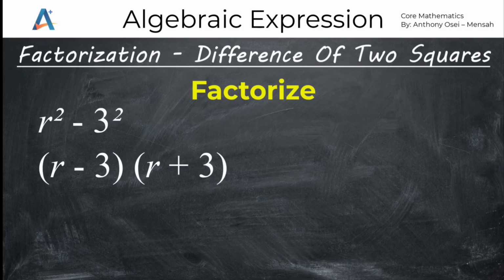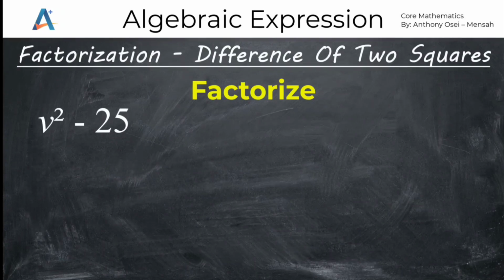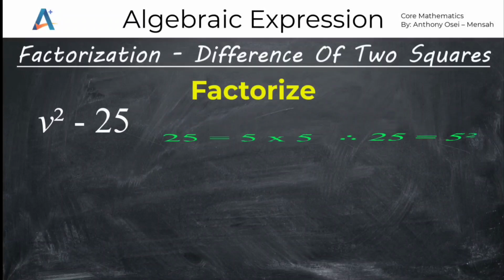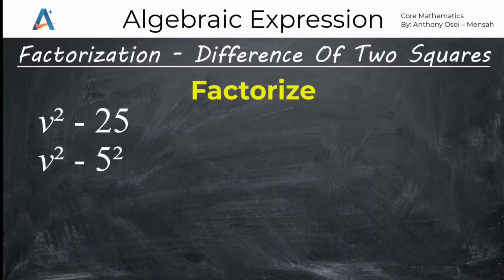Question number 4. It says factorize v squared minus 25. Now in this part of difference of two squares, there's a simple trick. You see, v squared is a square. 25 is a whole number. For you to be able to get the difference of two squares itself, we need to convert 25 into a square. Now 25 can be 5 raised to the power 2, since 25 is a perfect square. So this can be written as v squared minus 5 squared, where 5 squared represents 25.